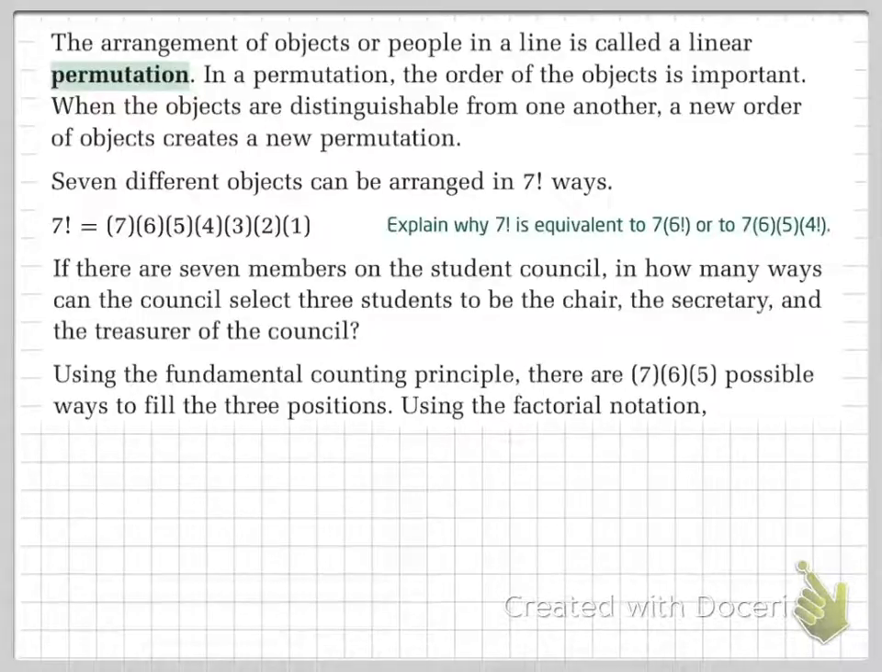If there are 7 members on student council, how many ways can the council select 3 students to be the chair, the secretary, and the treasurer? Using the fundamental counting principle, there are 7 times 6 times 5 possible ways to fill the 3 positions. Using the factorial notation, 7 factorial over 4 factorial.